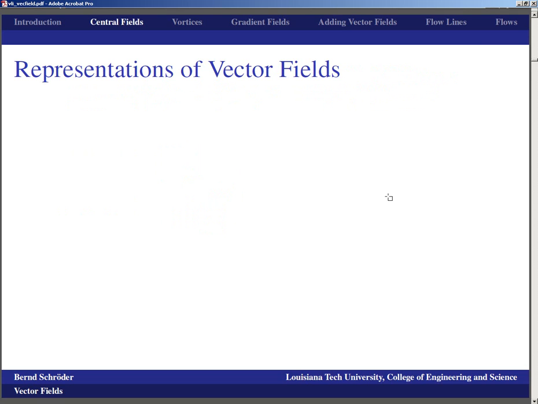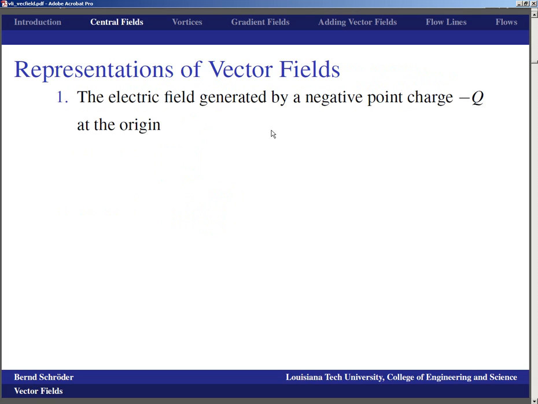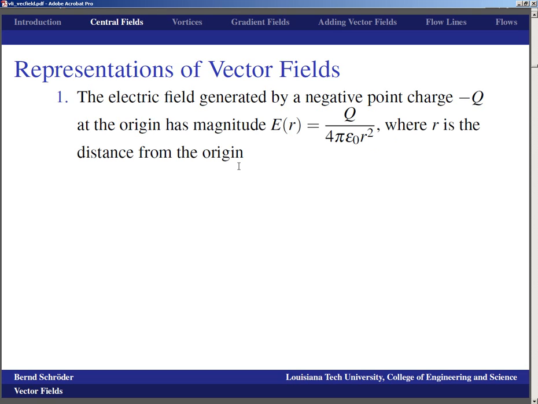We want to now represent vector fields, and we're going to talk about the same vector field here in 3 different ways. Namely, we're going to talk about the electric field generated by a negative point charge, negative q, at the origin. That field has magnitude E of r being q over 4 pi epsilon 0 r squared, where r is the distance from the origin, and the field vector points towards the origin.